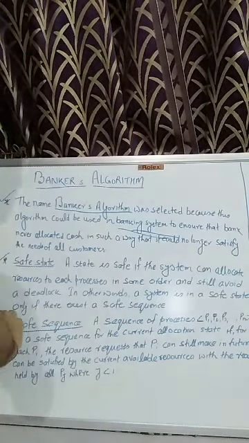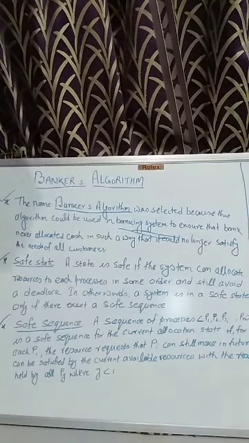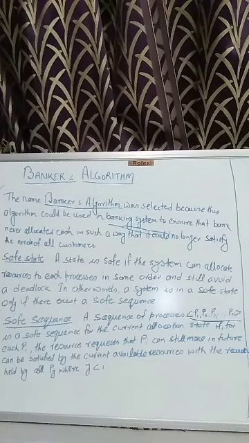Now, what is a safe sequence? A sequence of processes P1, P2, P3 up to Pn is a safe sequence for the current allocation state if for each process Pi, the resource requests that Pi can still make in future can be satisfied by the current available resources plus the resources held by all processes Pj where j is less than i.